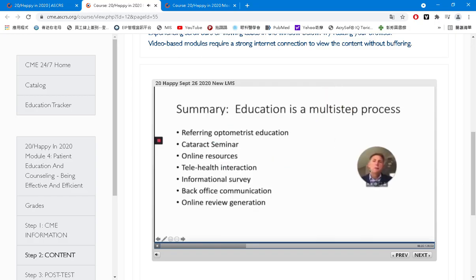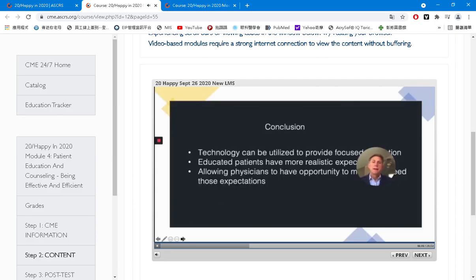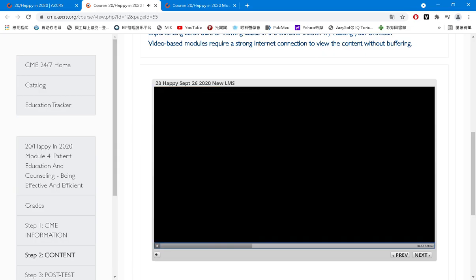So in summary, we look at education as a multi-step process, taking into account the referring optometrist, cataract seminars, online resources, telehealth interactions, informational surveys, back office communications, and online review generation. In conclusion, we feel that technology can be utilized to provide focused education, and educated patients have more realistic expectations, allowing physicians to have an opportunity to meet or exceed those expectations.